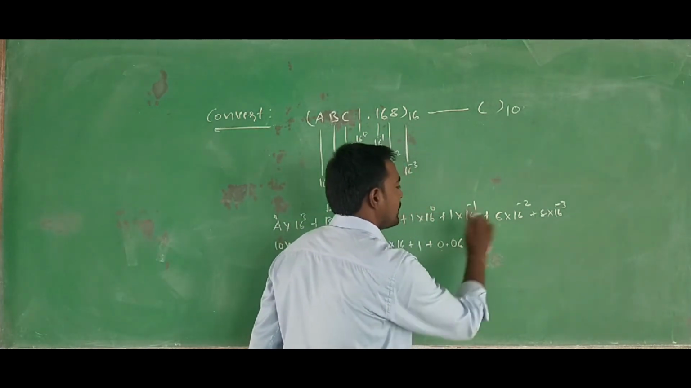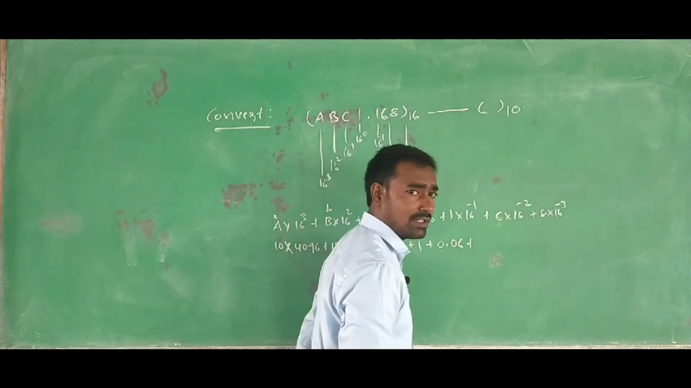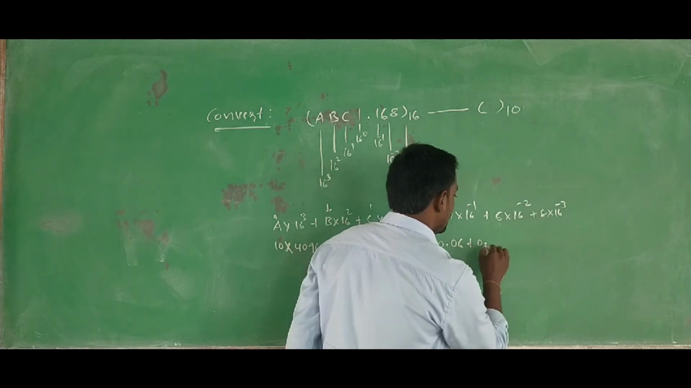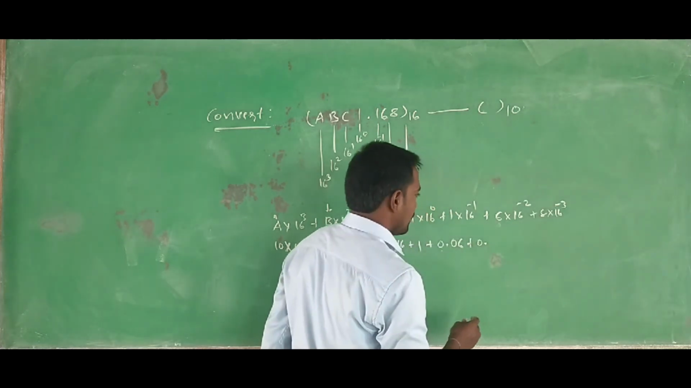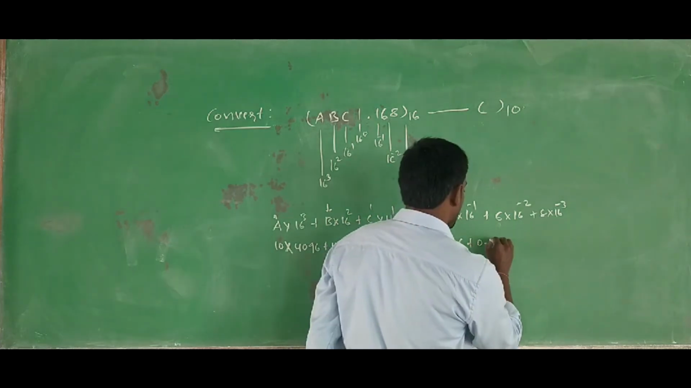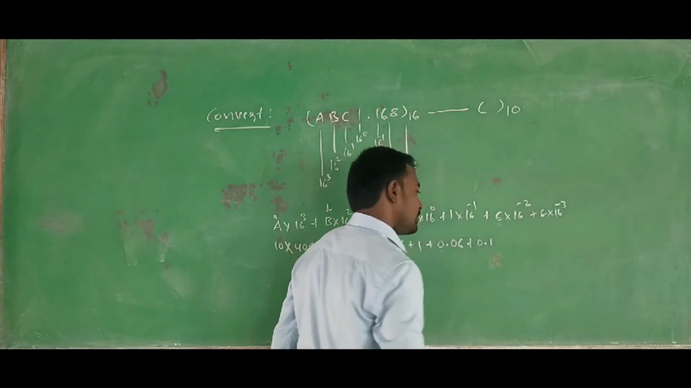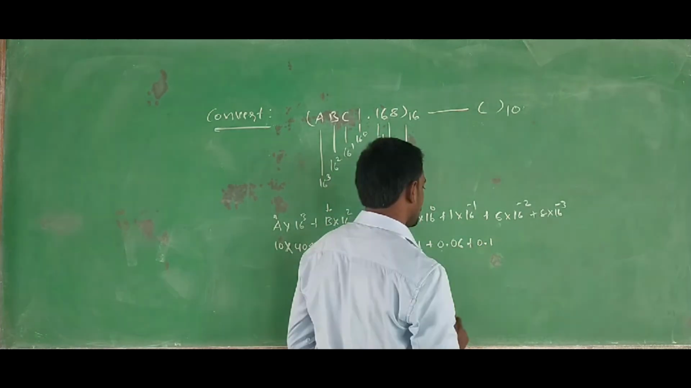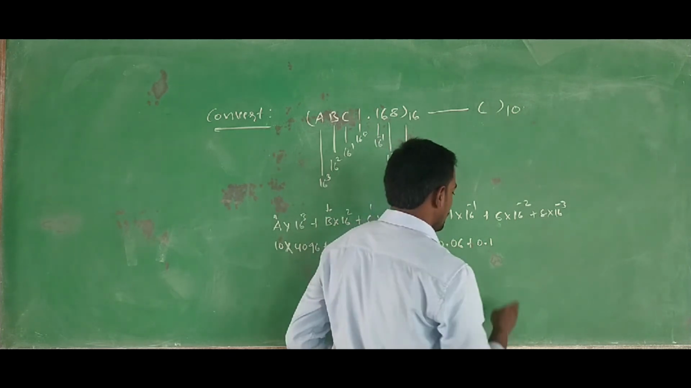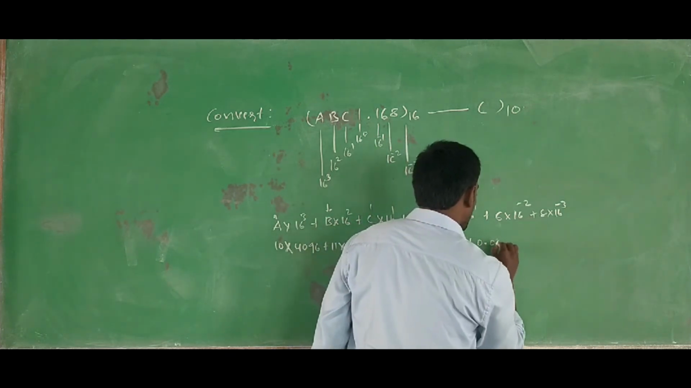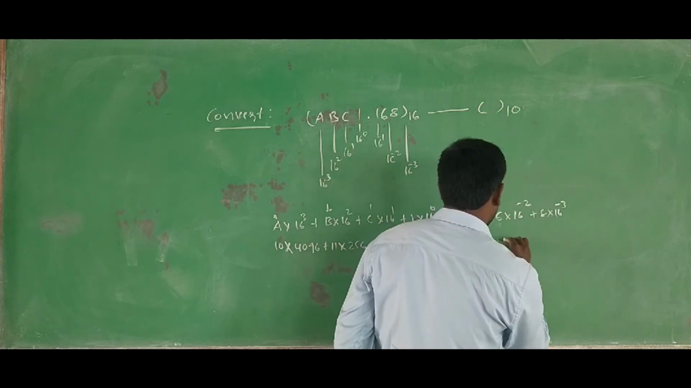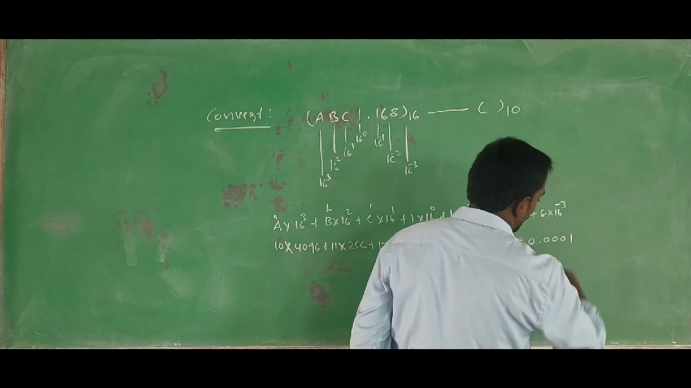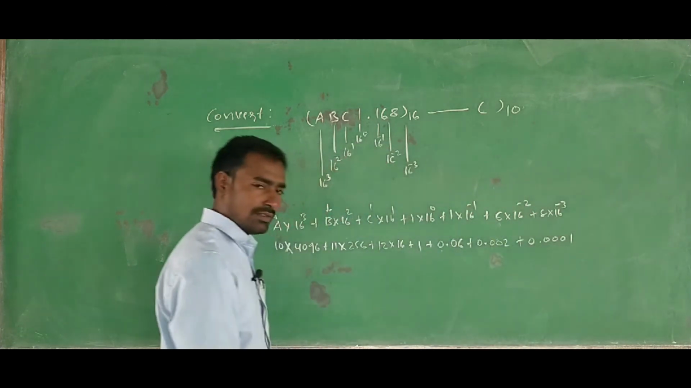Here we have 6 into 16 to the power of minus 2, which is 0.0032 approximately, plus 8 into 16 to the power of minus 3, which is approximately 0.0001, approximately equal to 0.